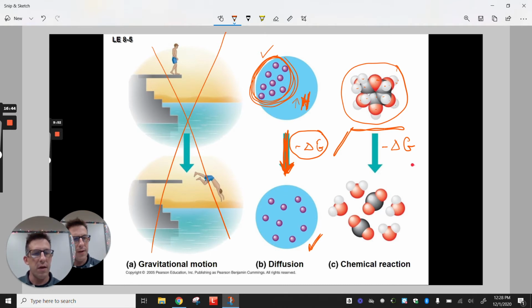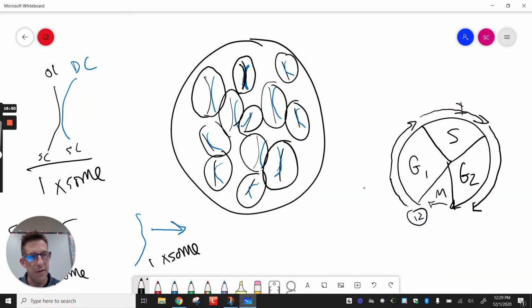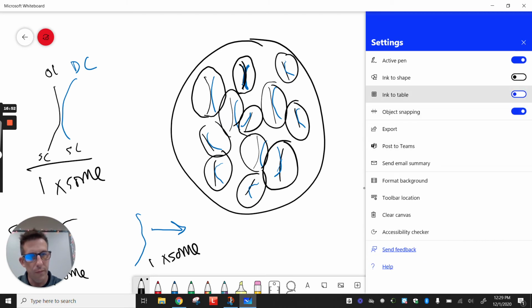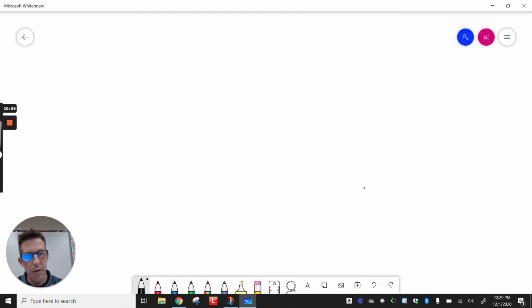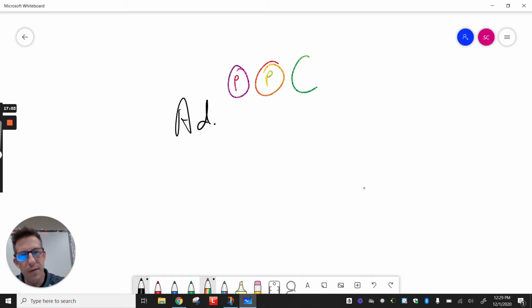The breakdown of ATP is like this. Let me clear all this ink out of here. Okay, ATP, and I've done this before: adenosine, and then I'm going to use this special one here, triphosphate. Okay, adenosine triphosphate is our energy molecule, right?